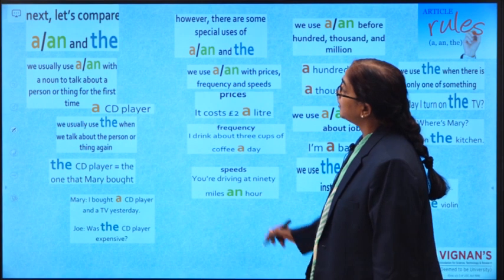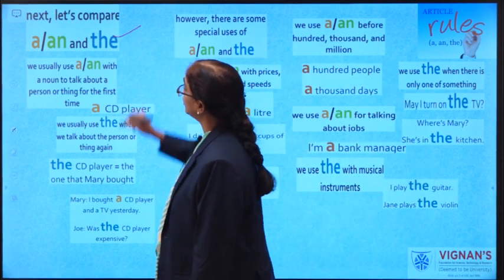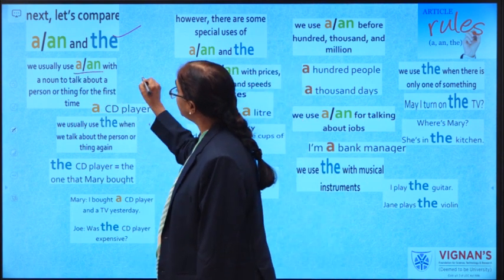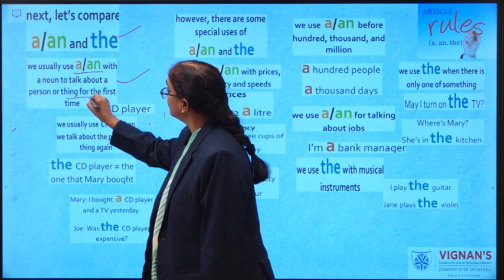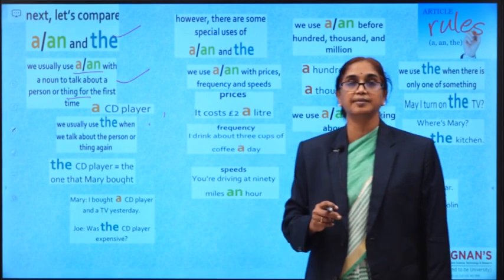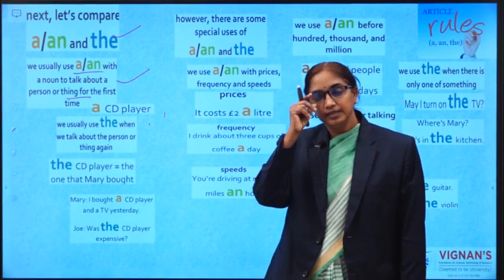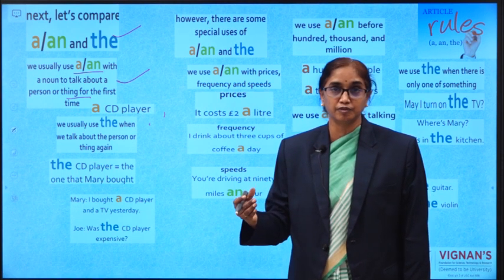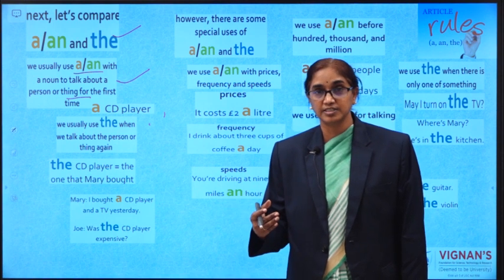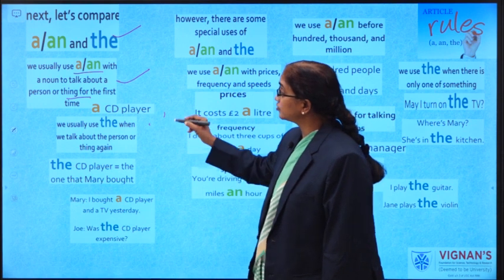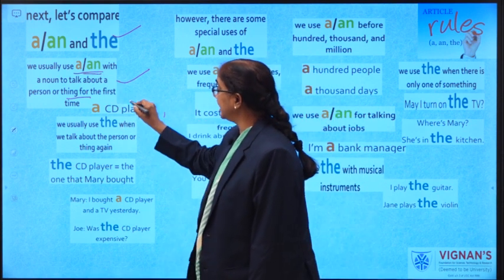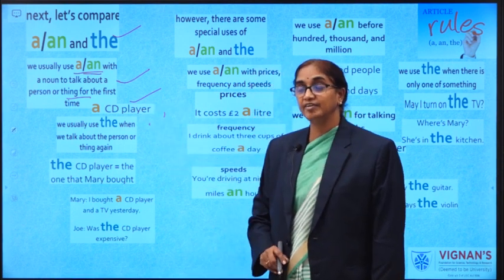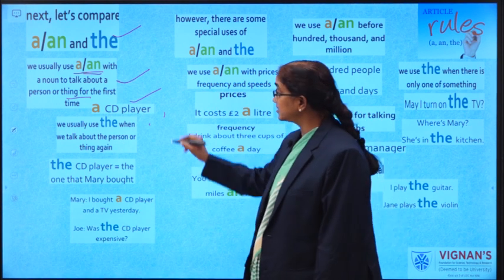So, now let us compare a, an, and the, the usage of these three articles. We usually use a or an to talk about a person or a thing for the first time. When you are mentioning something for the first time, mentioning it in general, because that subject is being mentioned for the first time and there is nothing definite known about the subject beforehand, in that case, we use a or an. For example, a CD player. We use a CD player when we mention it. Yesterday I went to the supermarket and I bought a CD player.